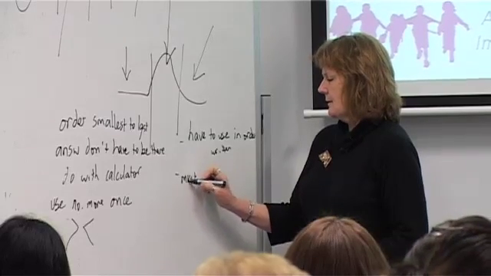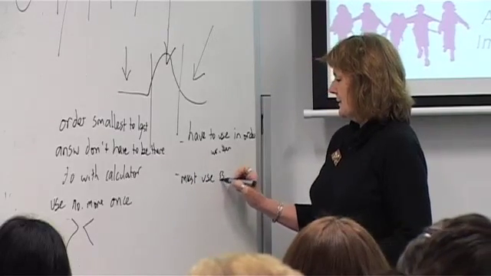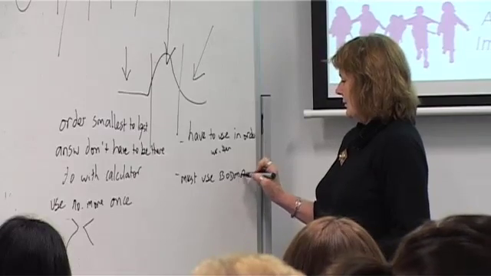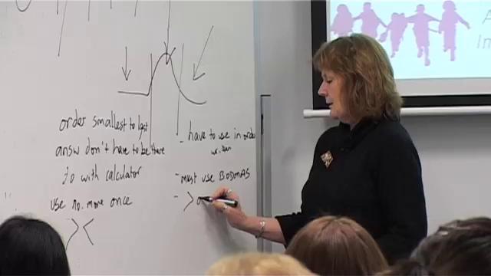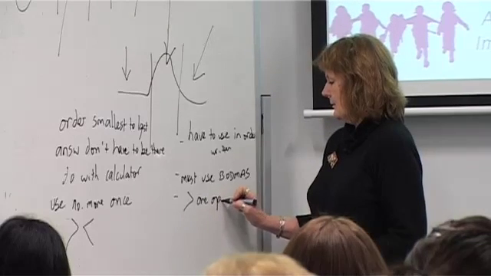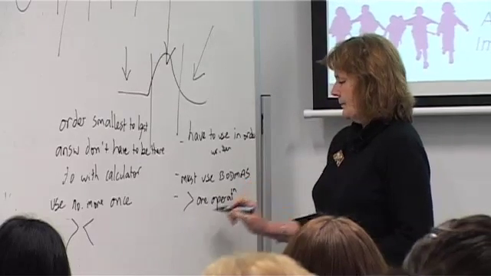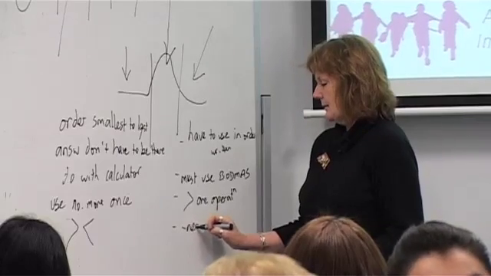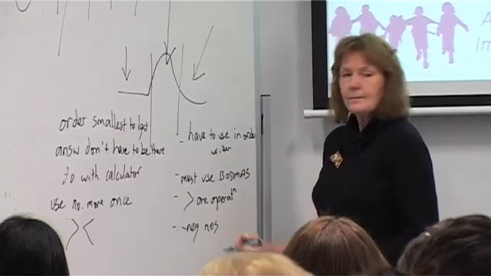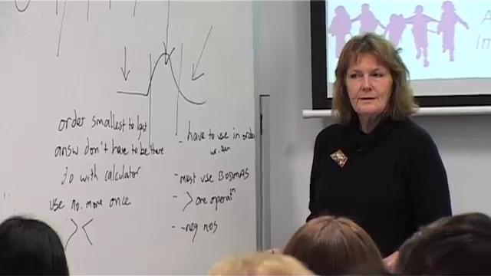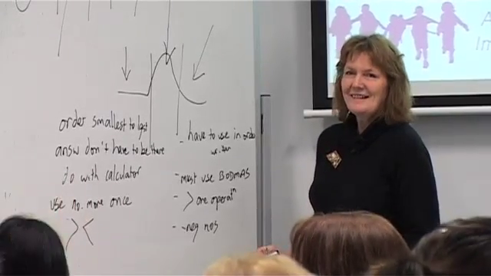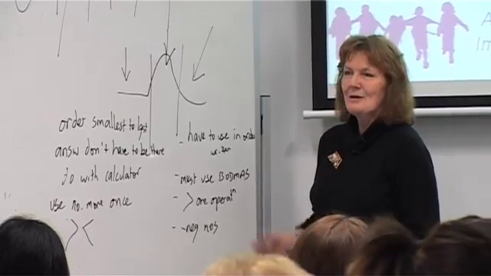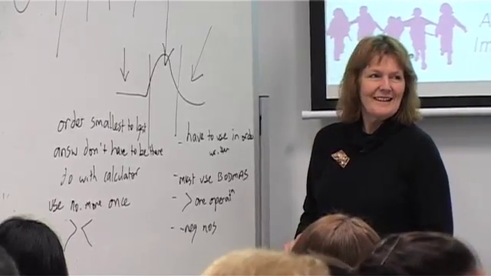Must use BODMAS. More than one operation per algorithm. Greater than one operation. Yep. Negative numbers. Yep. I just think they can't move the numbers around. Like they can, yeah. They can do 90. Oh, okay, yeah. That's right. What else?